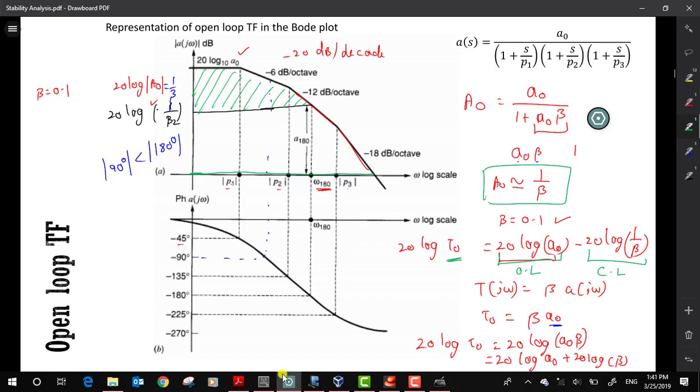Can you tell me if the system is stable? How do I measure it? I know that this is my 0 dB line for my loop gain, and that is intersecting at a particular point, and this intersection gives me a value of omega. At that particular omega, when I see here, I have a particular value for a phase, right? What is that value? It is almost closer to minus 180 degrees. Now is the system for this particular feedback factor stable or not?